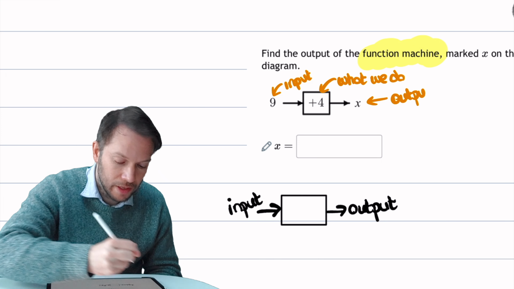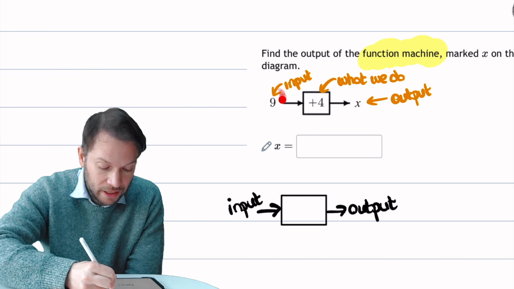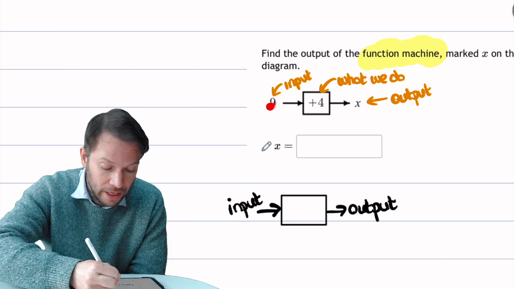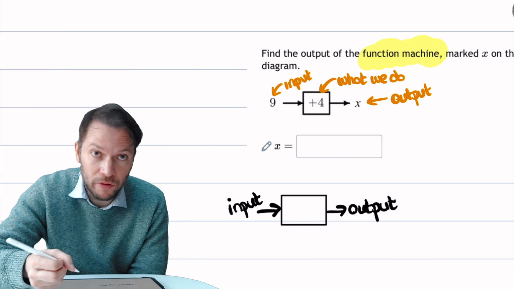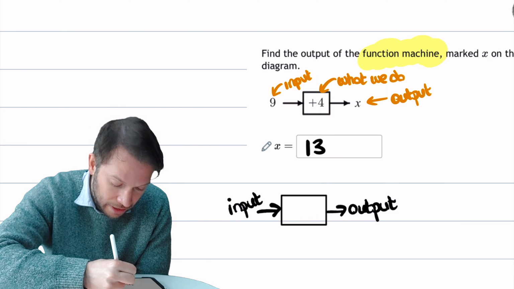So let's think what's happening here. We've got an input of 9. The thing we're doing to that input is adding 4. So the 9, we're adding 4 to it, and then the output would be whatever 9 plus 4 is. 9 plus 4 is 13, so that's going to be the answer here.